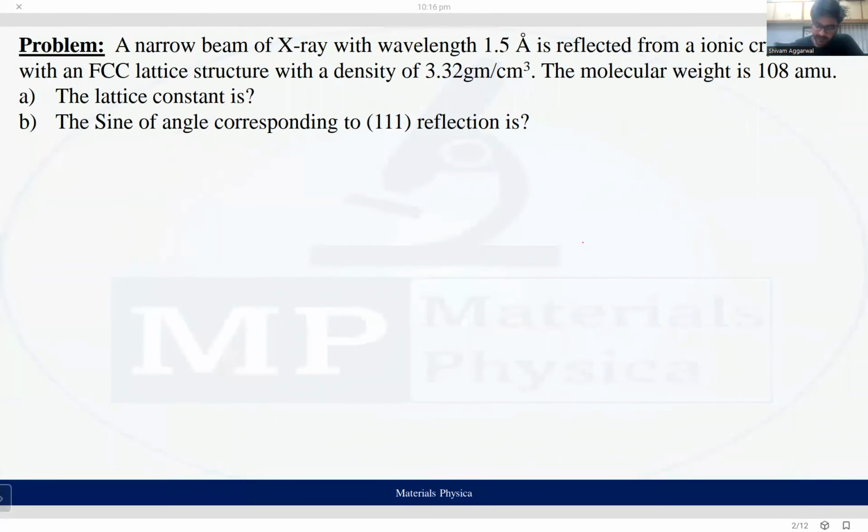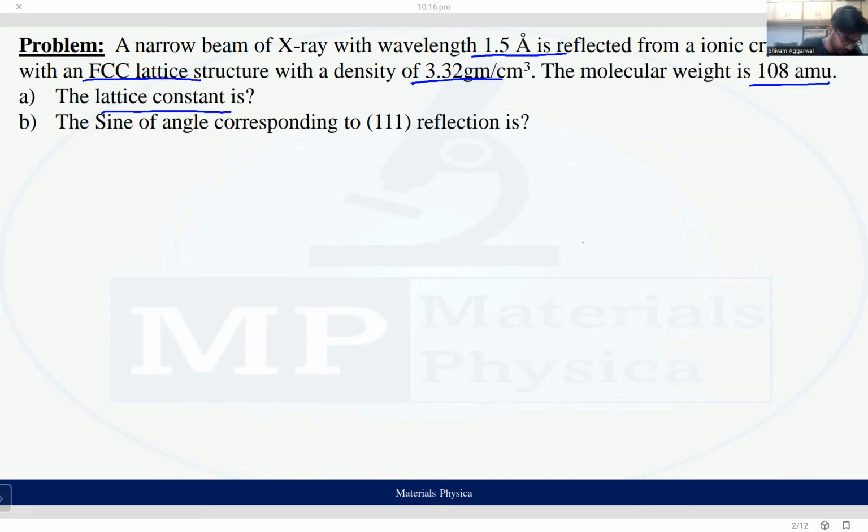A narrow beam of X-ray with wavelength 1.5 angstrom is reflected from an ionic crystal with an FCC lattice structure, and the density of the structure is 3.32 gram per centimeter cube. The molecular weight is 108 AMU, atomic mass unit. We have to calculate the lattice constant and the sine of the angle corresponding to the 111 reflection. So we have the wavelength, the density and the molecular weight of the crystal, and we also know that it is an FCC lattice structure.